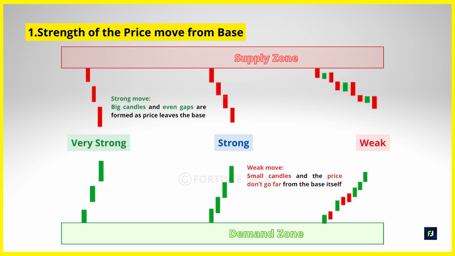A strong move is one that is comprised of big candles, and sometimes even gaps are formed as the price leaves the zone. On the contrary, a weak move has many small candles and the drop or the rally doesn't go far from the zone itself, or simply the price action is weak.